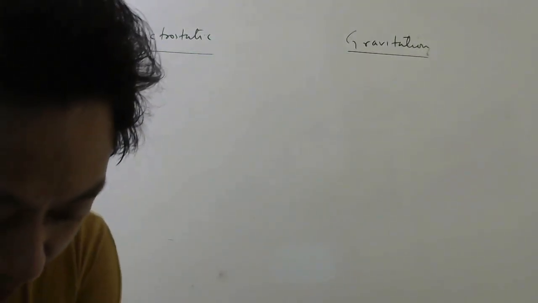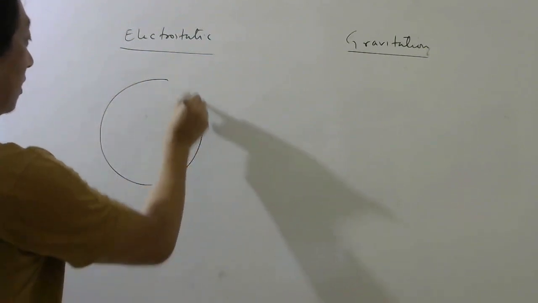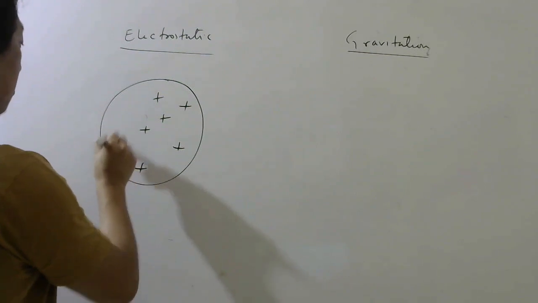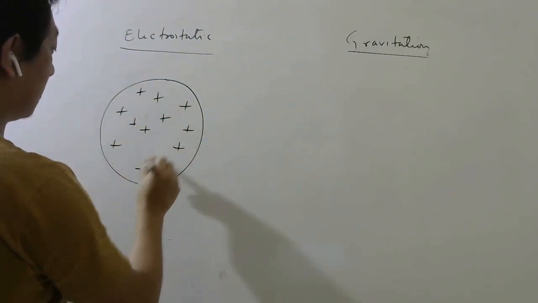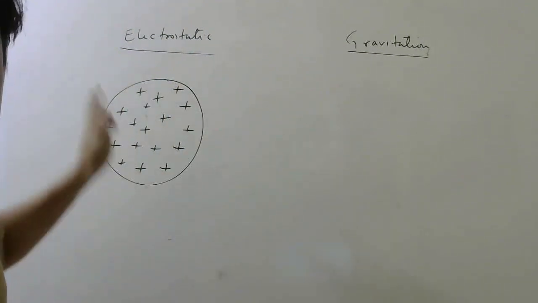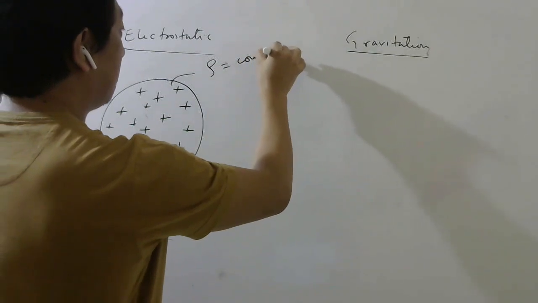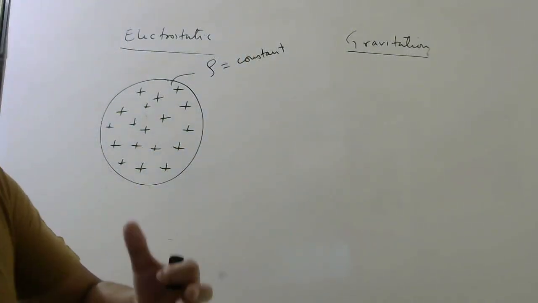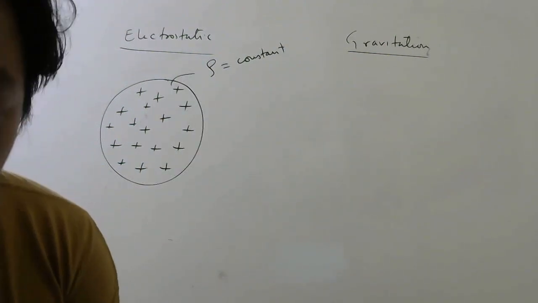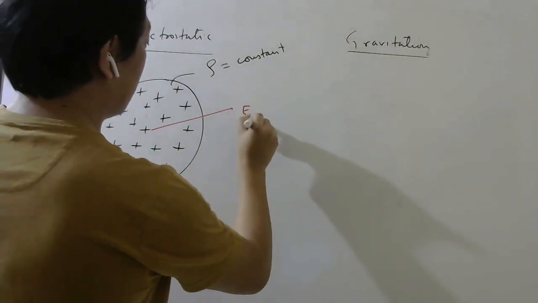Then suppose in electrostatics we have also done it for a solid charged sphere. So suppose I have a solid charged sphere. Everywhere there is charge uniformly distributed, so the density of the charge is constant. That means every volume should have the same charge, so it is uniformly distributed. Now if I want outside, it is still the same. Outside, the formula remains the same.